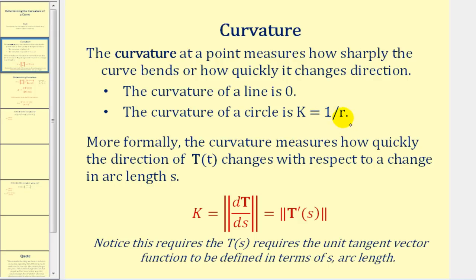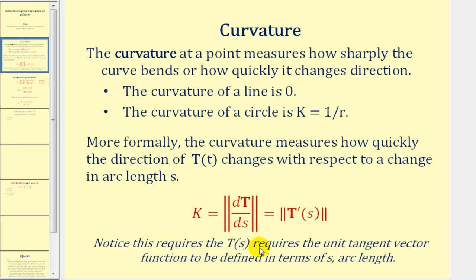So if you think of a small circle, it turns or changes direction very quickly compared to a very large circle, so the reciprocal of a small radius would be very large, and the reciprocal of a large radius would be very small. More formally, the curvature measures how quickly the direction of the unit tangent vector changes with respect to the change in arc length. So the curvature is equal to the magnitude of dT/ds, expressed in either way here. Notice this requires that the unit tangent vector function be defined in terms of s, or arc length.